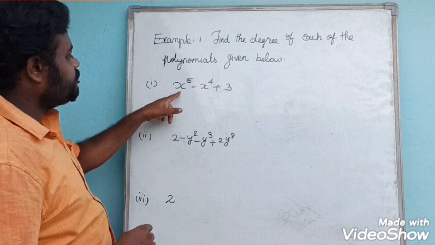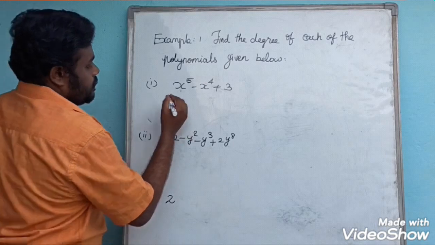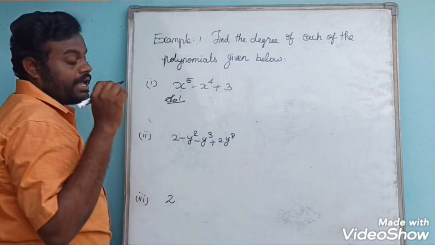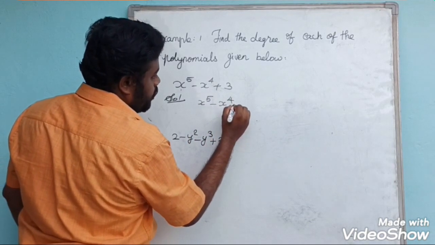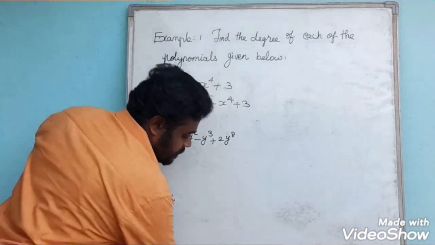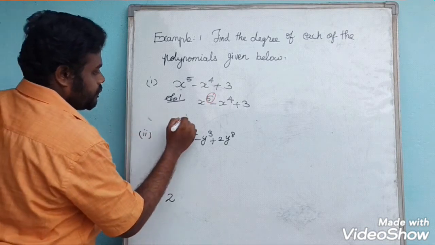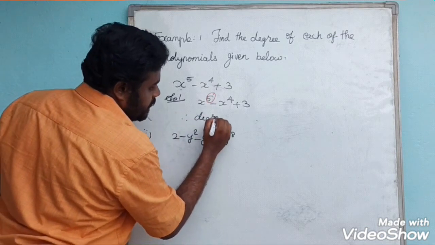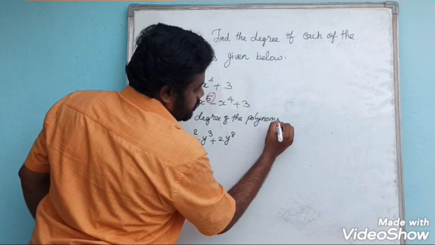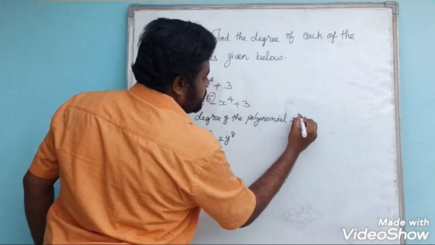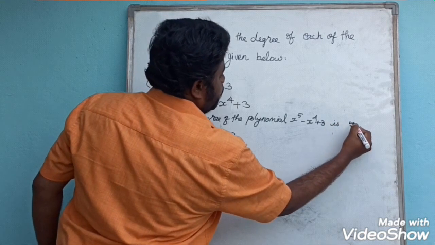I take the first question, x power 5 minus x power 4 plus 3. In the solution, as I already informed, degree is nothing but the highest power of the exponent. In this expression, the highest degree is 5. Therefore, the degree of the polynomial x power 5 minus x power 4 plus 3 is 5.